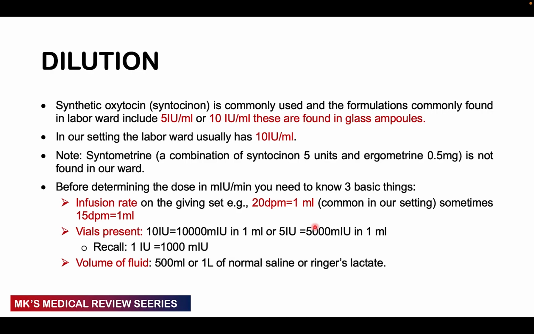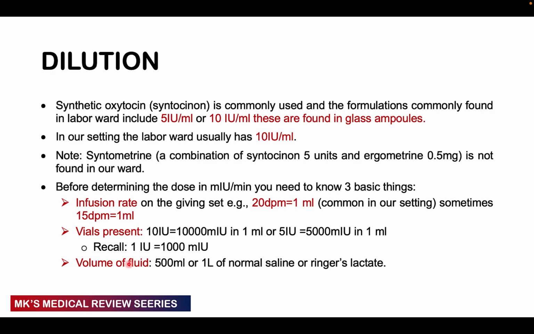So remember, 1 ampule of oxytocin is about 1 ml. So it means that in 1 ml, if you have 5 international units, you're going to have 5,000 milli international units. In 1 ml, if you have 10 international units, you're going to have 10,000 milli international units.